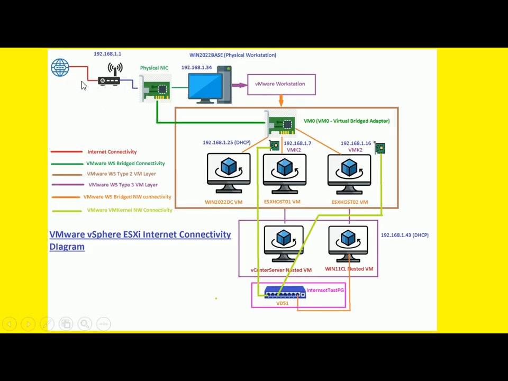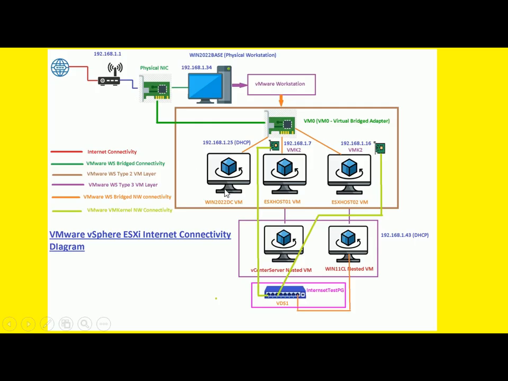So the internet connectivity goes like this: first is the internet, then the physical router, then the physical NIC, and this physical NIC is mapped to my VM0. So invariably it is passing the internet traffic to my VM0, and that VM0 is further passing that internet traffic to my three virtual machines. So all three virtual machines will get internet connectivity.